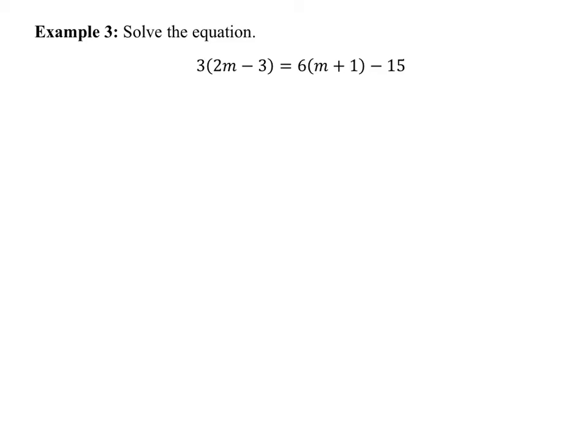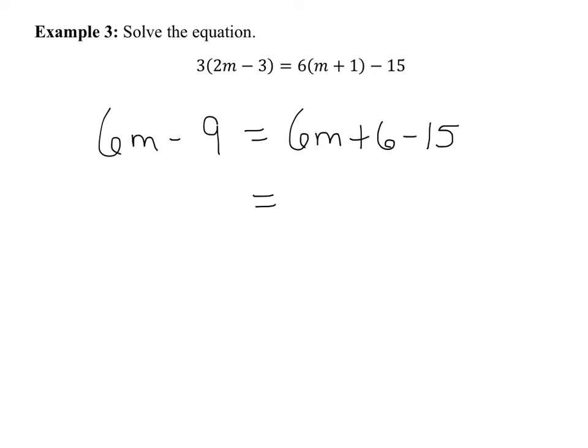Ben, why don't you step us through this one? Okay. First, I distributed the 3. Okay, giving us, so it made 6m minus 9. And then I distributed the 6. So it was 6m plus 6 minus 15. And then I switched over to make it 6m minus 6m. And then 6 minus 15 plus 9.